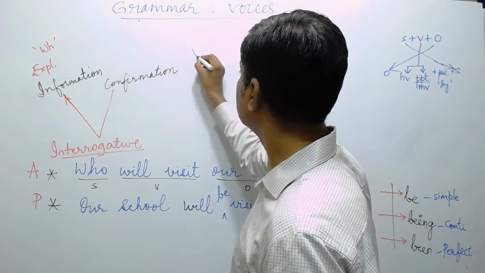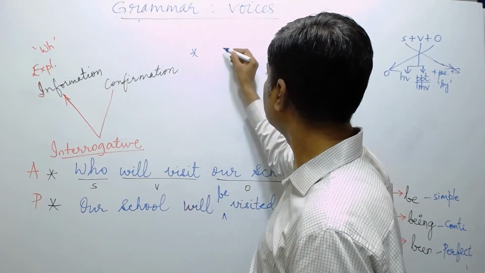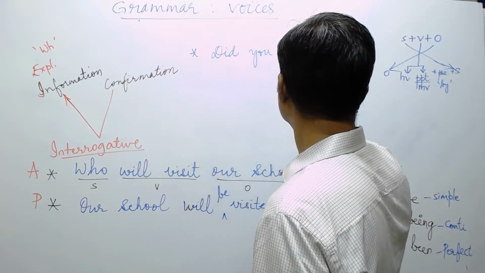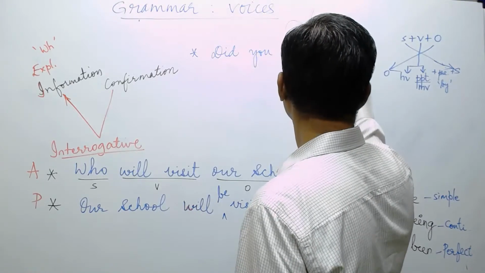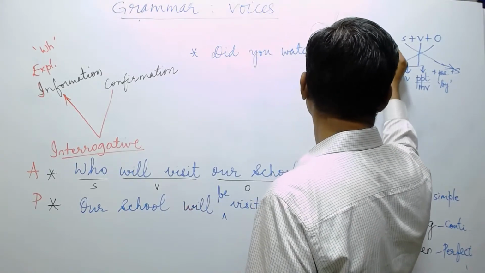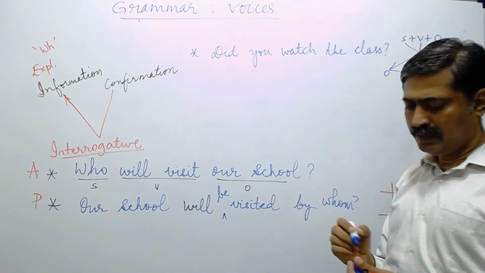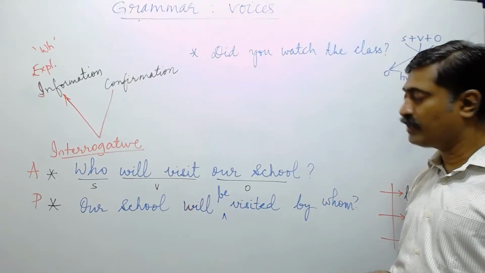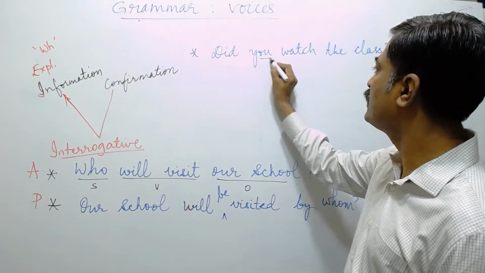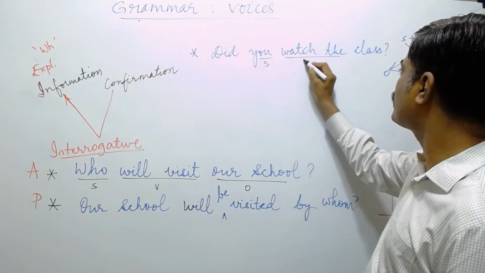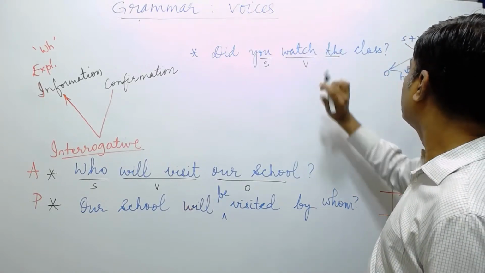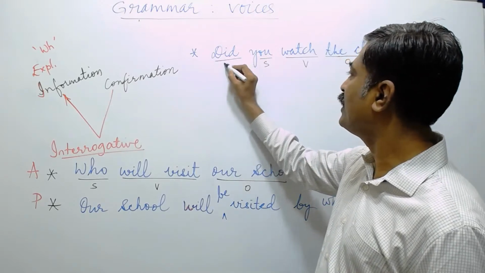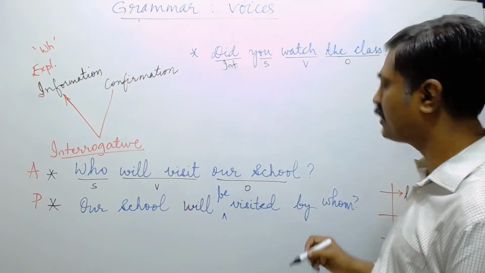Like this one. Did you watch the class on YouTube live? Okay. So did you watch the class? Right? So if we look at the subject here, what is it? You. What did you do? Watch. What is it? The class. And you have the interrogative word here. It's a confirmatory question, right?